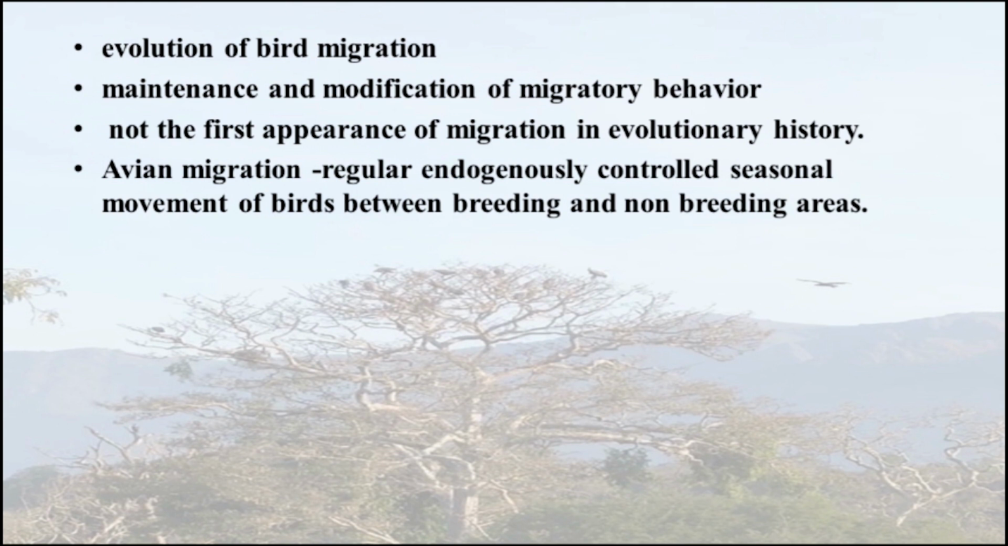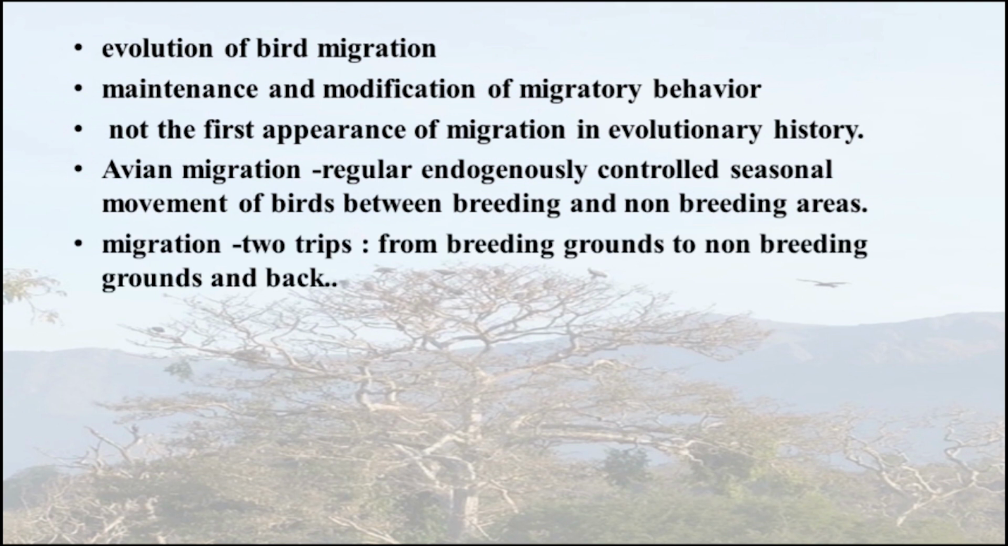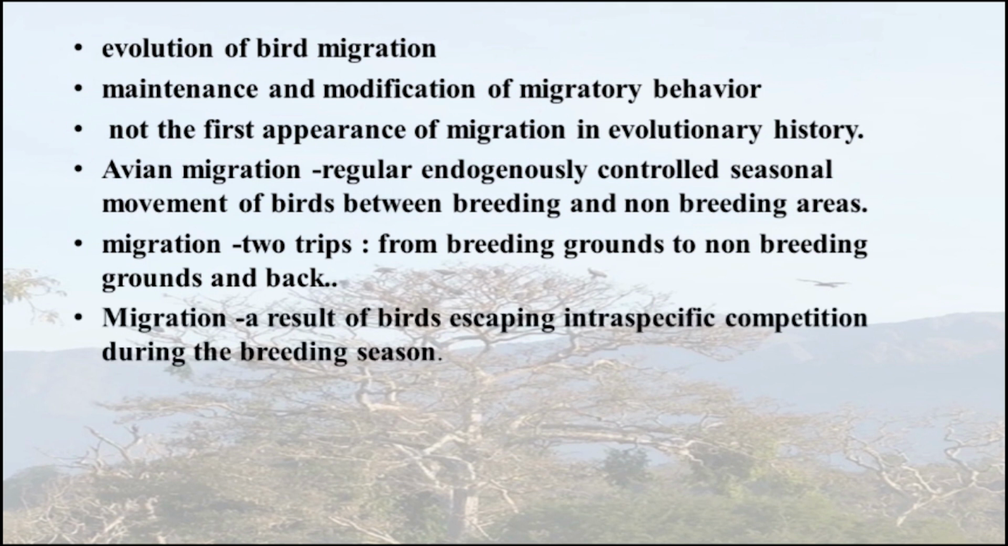Avian migration is a regular, endogenously controlled seasonal movement of birds between breeding and non-breeding areas. Migration always includes two trips, from breeding grounds to non-breeding grounds and back. This definition does not include foraging trips during the breeding season. Migration was often interpreted as a result of birds escaping intra-specific competition during the breeding season.